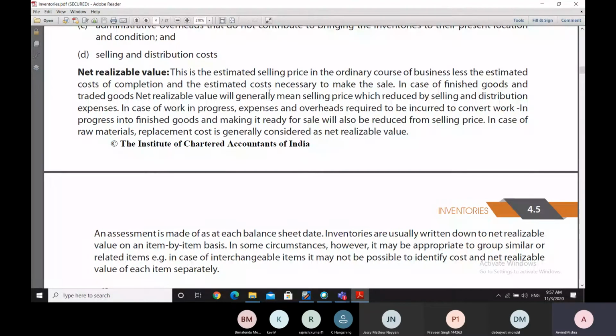The work in progress has to be valued by taking the estimated selling price and reducing the expenses and overheads required to convert it into the finished goods and making it ready for sale. And as far as finished goods are concerned, they are valued at the estimated selling price reduced by the selling and distribution expenses.